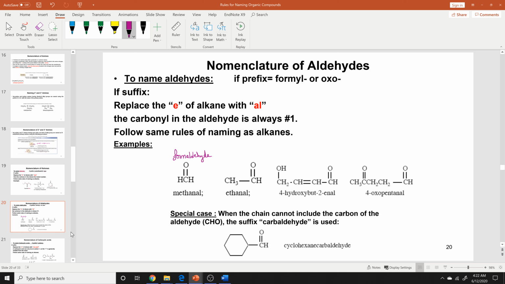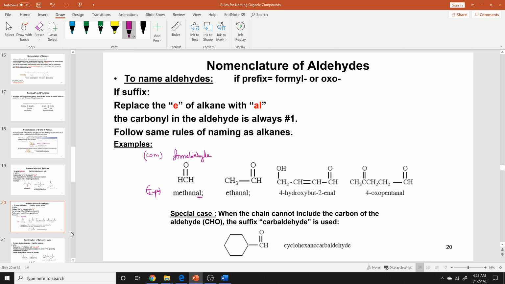Formaldehyde is the simplest type of aldehyde, no R's around the carbonyl. Formaldehyde is the common name for it, and methanal is the IUPAC name. So whenever you look at the name and see an -al at the end, this is the IUPAC name. Whenever you see aldehyde at the end, this is going to be the common name.